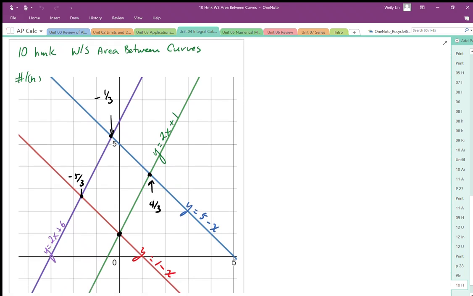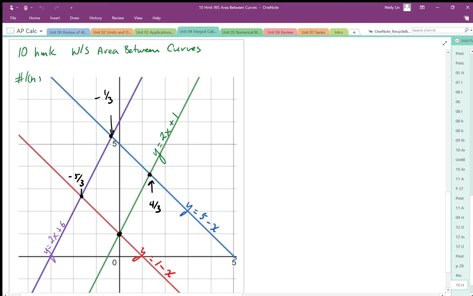For question number 1N from the worksheet area between curves, the problem gives us four equations. It was x plus y equals 1, which I converted to the red line here, y equals x minus 1. X plus y equals 5, which I converted to the blue line, y equals 5 minus x. And the two lines that are parallel, 2x plus 6 and 2x plus 1. So it's important to be able to find the area, this area inside.